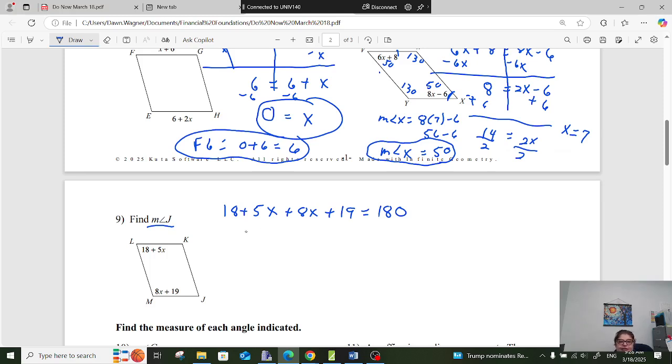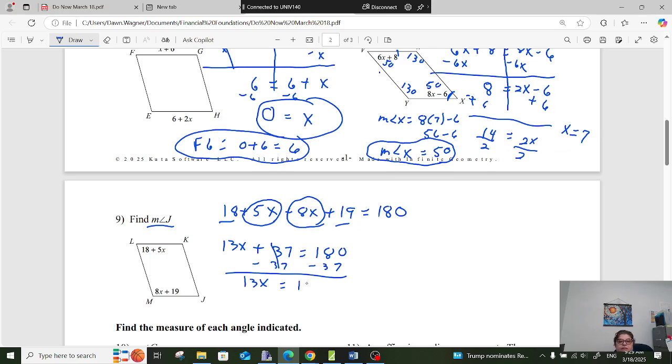So we're going to combine our like terms. I always do variables first. 5x and 8x is what? What's 5x plus 8x? 13x plus 18 and 19, 37, is equal to 180. And then I subtract 37. This cancels. 13x is equal to 143. And then I'm going to divide by 13. And what does x equal?